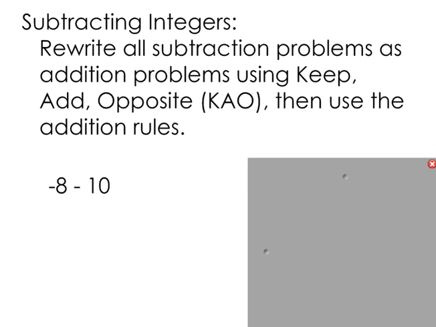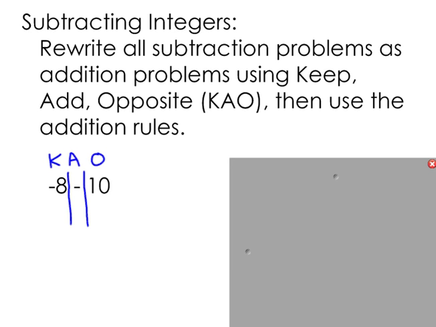So here's our first example. We have -8 minus 10. You can draw basically 3 columns, and you're going to do that by putting the subtraction sign in the column. So if you have multiple negative signs, it would be whichever one is your subtraction. So I'm going to use keep, add, opposite, KAO. Okay, keep, we're going to keep -8 exactly like it is. We're not changing anything.